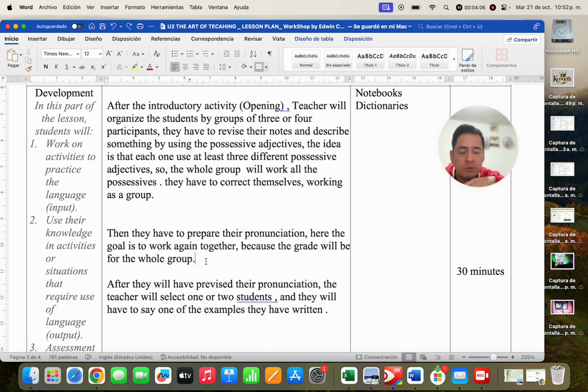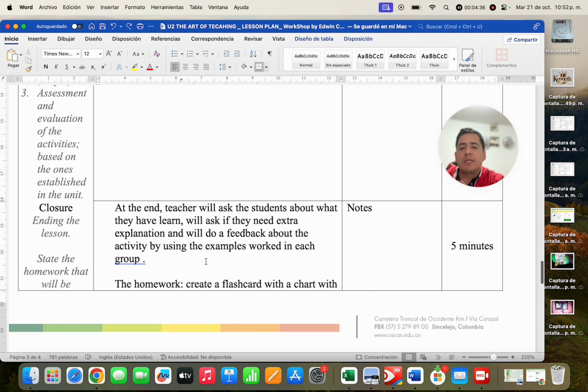They have to work group by group, and at the end I will ask just 1 or 2 students for 1 or 2 sentences, and the grades will be for the whole group. So I select 1 or 2 students, but they have to pronounce, and I am going to evaluate the pronunciation and the correct use of the possessive adjectives. And at the end, the homework.